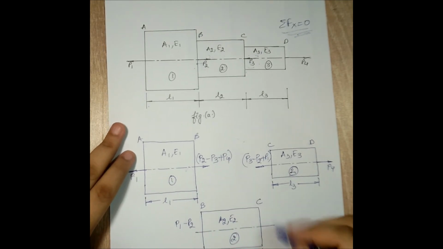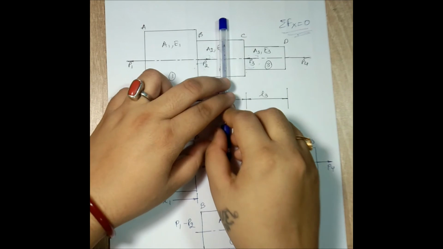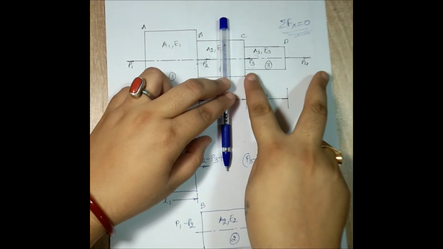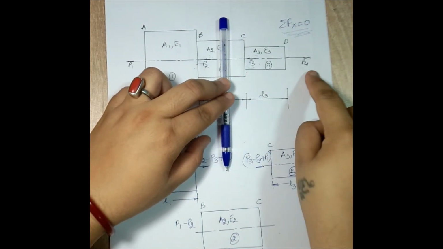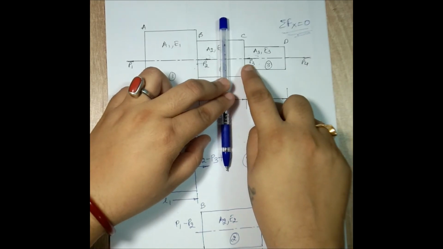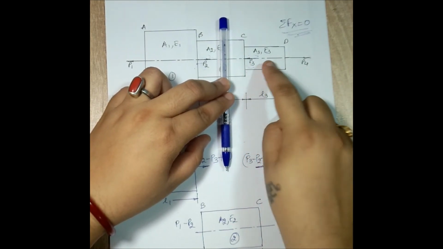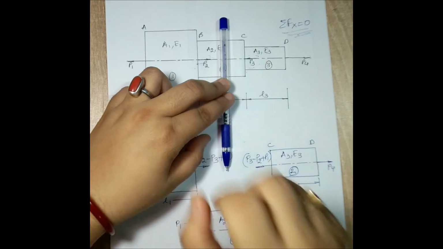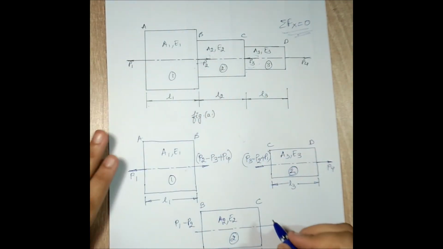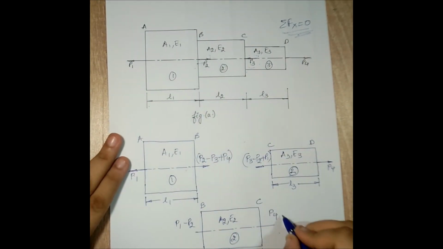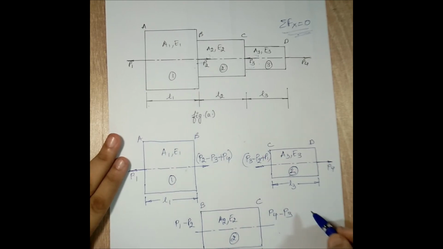When I talk about junction C, let's stand at the center and look to the right. When I look to the right, there are two forces, P3 and P4. P4 is evidently creating a tensile kind of effect and P3 is causing a compressive type of effect. So I will write here P4 tensile, P3 compressive.